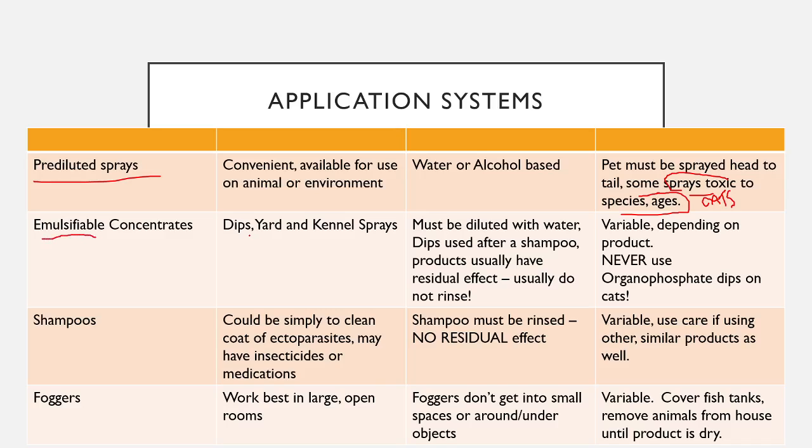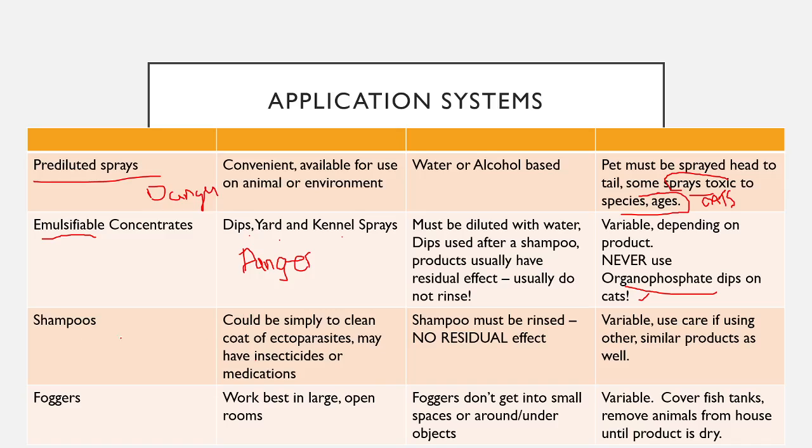Emulsifiable concentrates. These are dips, yards, and kennel sprays. They must be diluted with water. Dips are to be used after a shampoo, and the products usually have a residual effect, so you have to leave it on them. Do not rinse them. You never, ever, ever want to use an organophosphate dip on a cat. It will become toxic to them. And these can be toxic. It depends on the product. You must read the label. These are dangerous. Okay, danger. They're concentrated. These can also be dangerous.